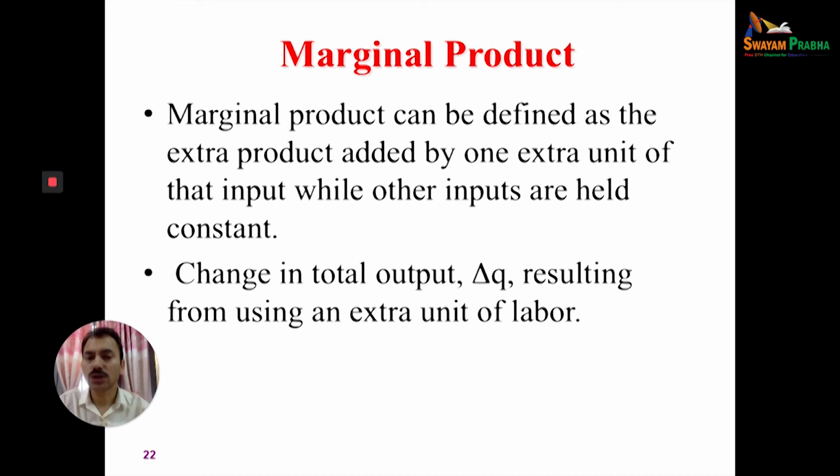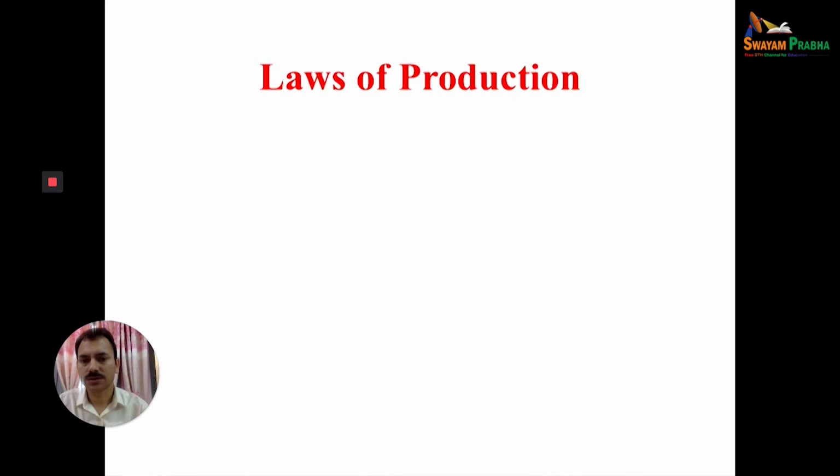The change in total output, say delta Q, results from the change of one extra unit of labor. Here, marginal product mathematically is the change in quantity due to the change in labor, delta Q divided by delta L. Marginal product is the additional product.